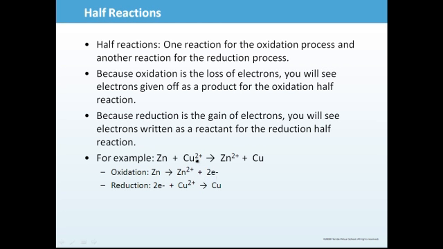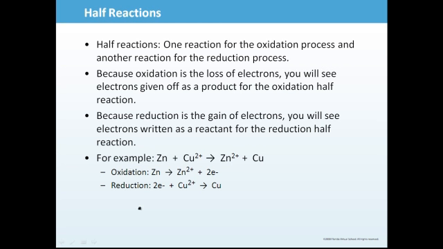Whereas the copper goes from 2+ to neutral, so in this case it had to gain 2 electrons, take on 2 negative charges to cancel out the 2 positive. So that would be written on the reactant side. So we have 2 electrons plus the copper ion yielding the copper. All right, so this is an example of an oxidation half reaction and a reduction half reaction. And you can see by combining these two together, we would end up with the original reaction that we have up here, because the electrons would cancel out.